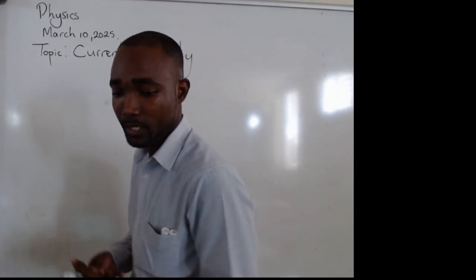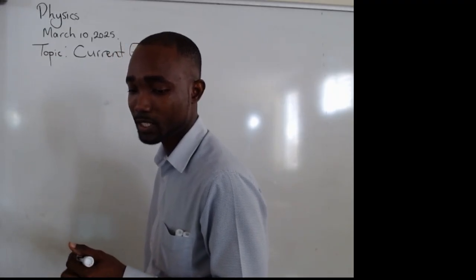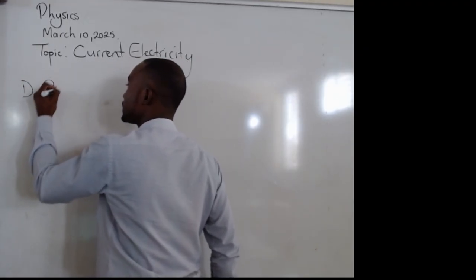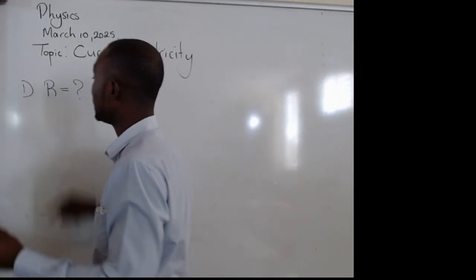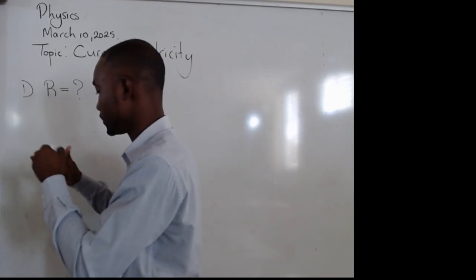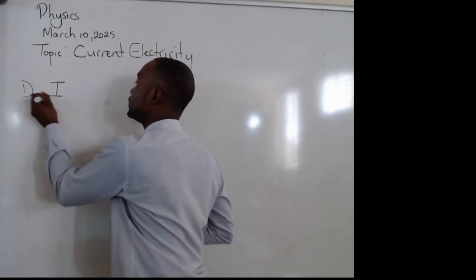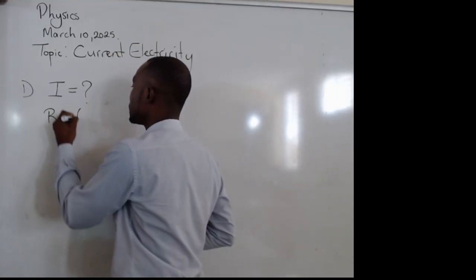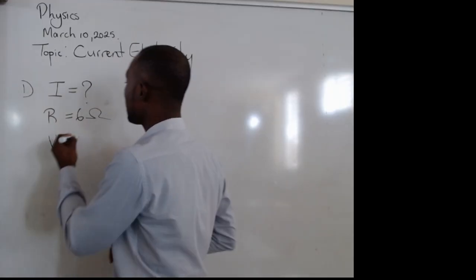So the question says, calculate the current through a circuit if the resistance in the wire is 6 ohms and the battery has a voltage of 3 volts. So they want us to calculate the current. We don't know current, so I put a question mark. Resistance is equal to 6 ohms. Voltage is equal to 3 volts.